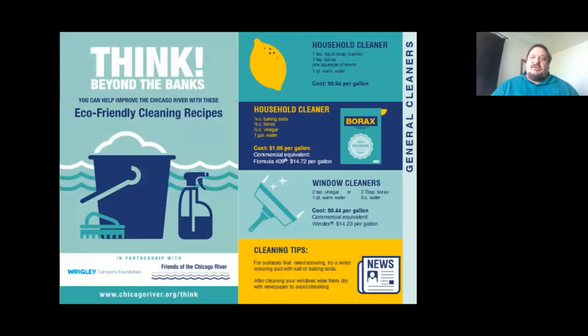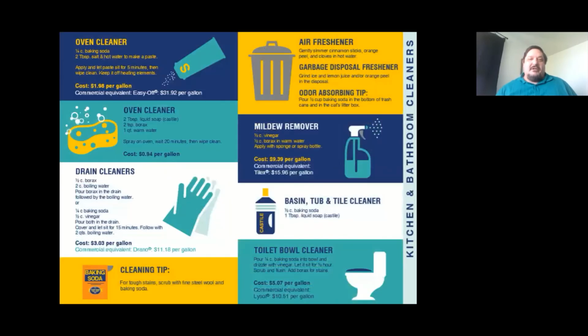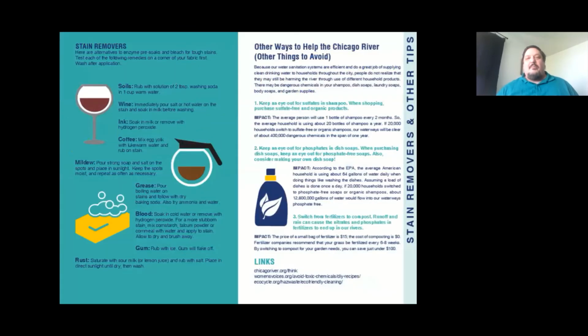Another program that Friends did and still does is Think Beyond the Banks. This is a way of getting rid of caustic chemicals that sometimes you buy at the store and they work their way down the drain. You'd be surprised what you can clean at your house with just lemon juice, vinegar, baking soda and things like that. So you can make your own household cleaners and window cleaners from a lot of common items. There's borax, vinegar, salt, lemon juice, baking soda, orange peels, things like that to make them smell nice. Making your own oven cleaners, drain cleaners, toilet bowl cleaners, different stain removers. So this is a way of helping the river from a distance, things you can do at home to actually help the river.